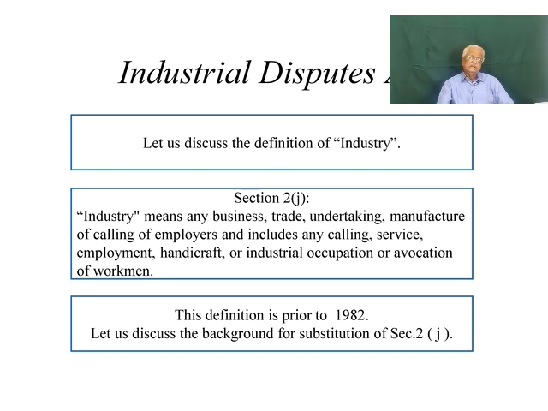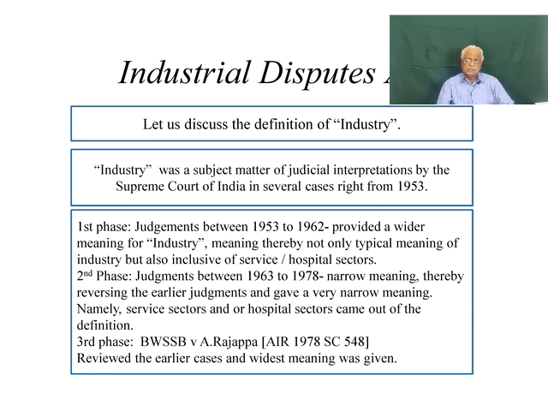Now first let us take the definition of industry. Industry means a business, trade, undertaking, manufacture or calling of employers, and includes any calling, service, employment, handicraft, industrial occupation or avocation of workmen. This is a very, very broad based definition under section 2(j). Now there are some modifications to this definition that we will also discuss. We will take it forward.